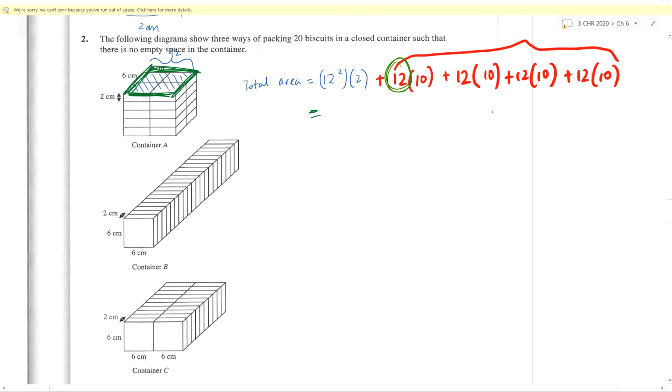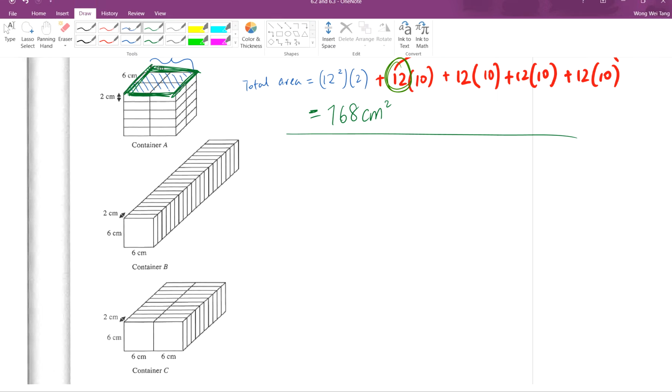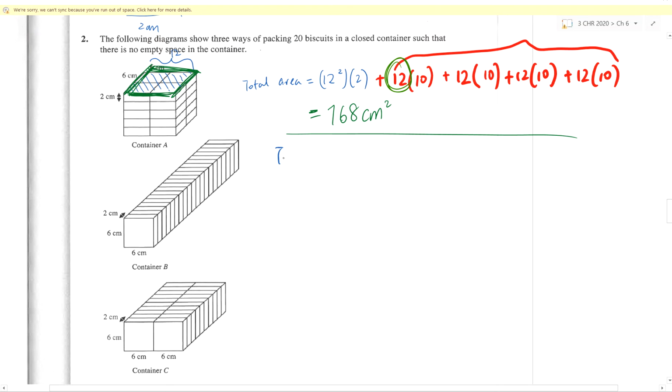So if we continue with this working, we can calculate it out. 12 square times 2 plus, and we get a total of 768 square centimeters. This is the total area for container A. 768 square centimeters. The shortcut is for the same container A, total area.